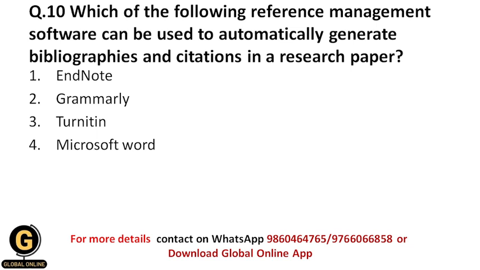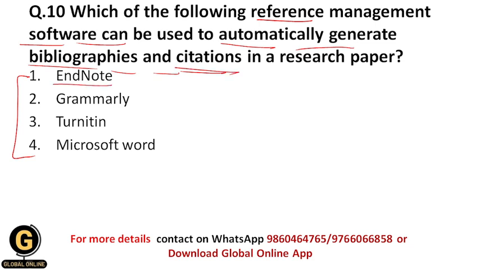2. Which of the following reference management software can be used to automatically generate bibliographies and citations in a research paper? Now from these options, which is the reference management software that can be used to automatically generate bibliographies and citations in a research paper? Whether it is EndNote, Grammarly, Turnitin, or Microsoft Word.